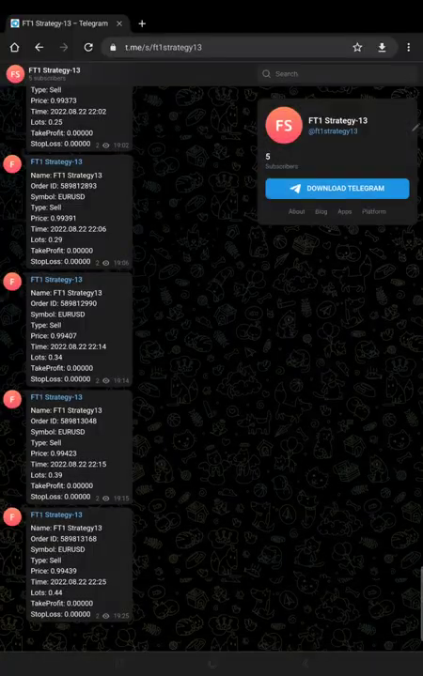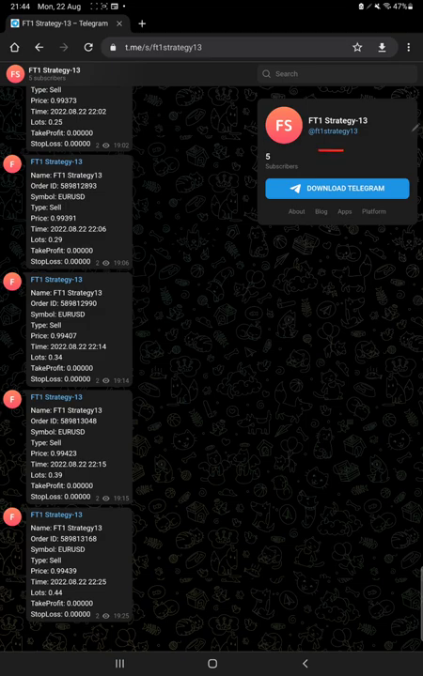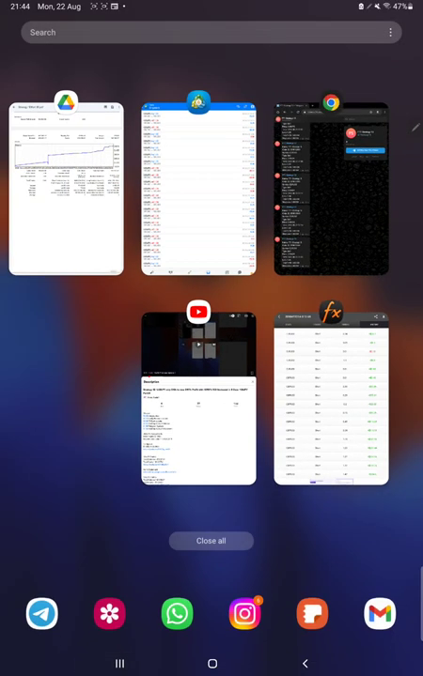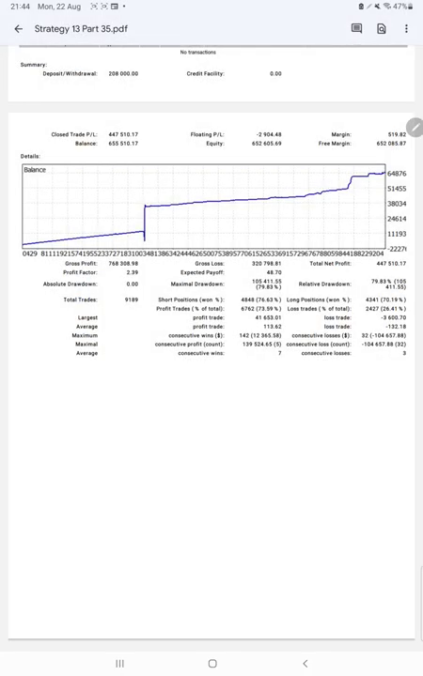Also the MT4 to Telegram option is available here, so by following the FT1 strategy 13 Telegram channel, you can stay updated for each trade we have taken, and you can verify with its order ID how much lot size we have taken, how much profit and loss we have booked. Also the trading account statistics are available.